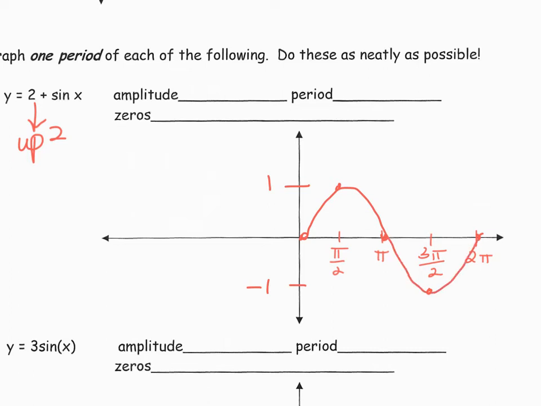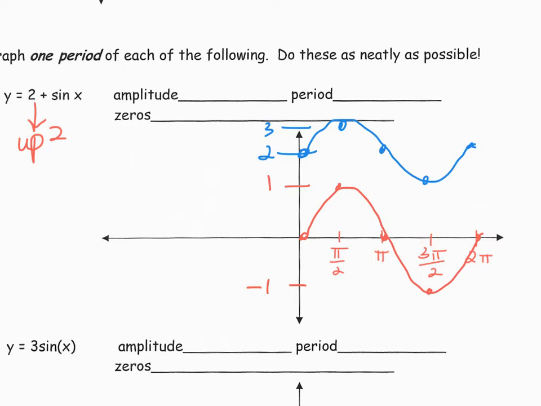All right, now let's move it up 2. That simply means I'm going to add a couple more ticks onto my y-axis. Each point now is moving up 2. Up 2, up 2. So all these points are moving up 2. So I have my same shape, just up 2. Okay, now let's answer the questions.